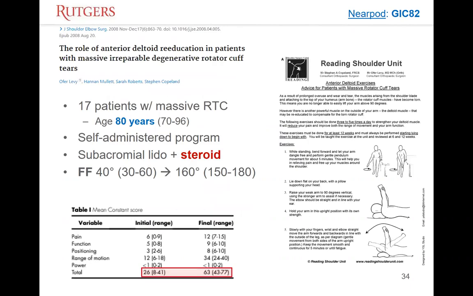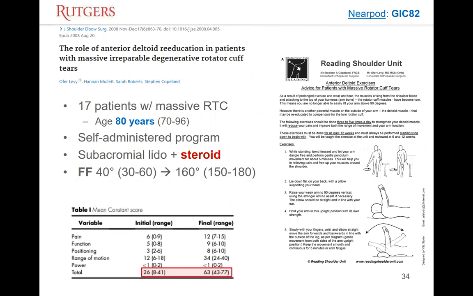So a 2008 prospective study from the UK sought to evaluate the results of a self-administered anterior deltoid re-education exercise program in elderly patients with massive cuff tears. They enrolled only 17 patients with an average age of 80 years, all with confirmed massive cuff tears and limited function from shoulder pain. All of them received a subacromial injection with lidocaine and a steroid for initial pain relief, and then were sent home with an instruction sheet for their exercises. After 9 months, the patients' Constant scores improved from 26 to 63, and their forward flexion increased from an average of 40 to 160 degrees.